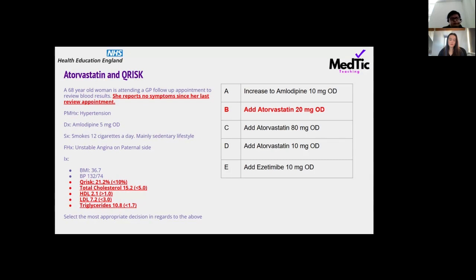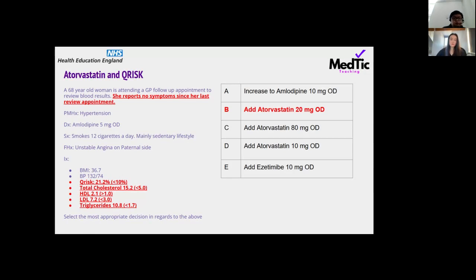Most notably out of all of this is her QRISK score. And the QRISK is basically a scoring system that we use to assess the likelihood of someone going to suffer a cardiovascular disease or incident within the next 5 to 10 years. And usually we want to start medication if that score is above 10%.